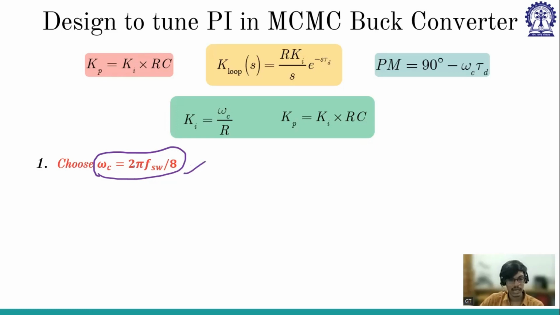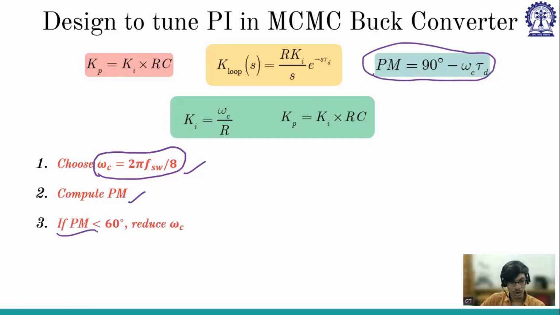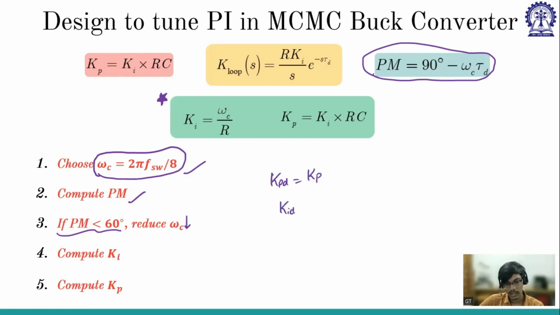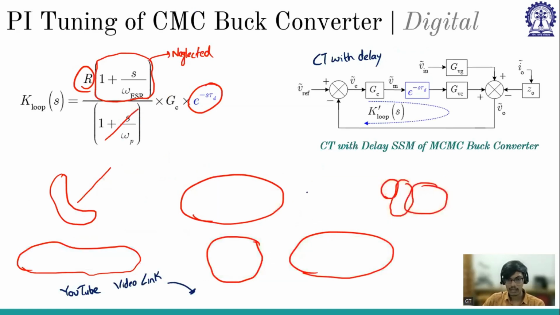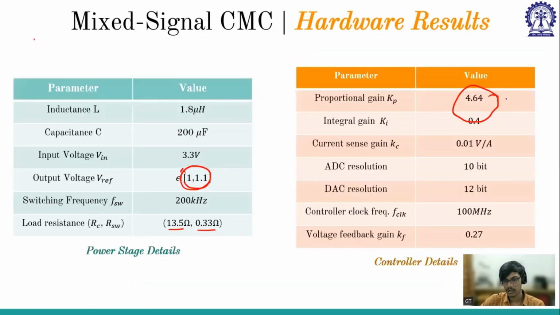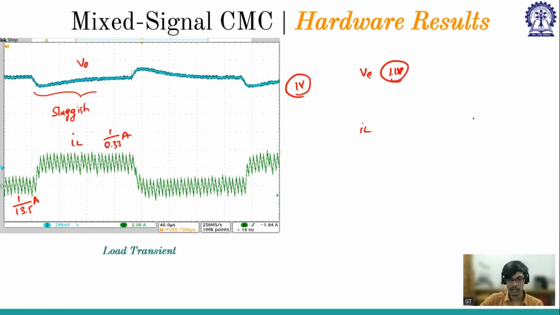So you select this, and then again you compute the phase margin, whether the phase margin is less than 60 degrees or not. If it is less, we have to reduce the omega C and then check whether the phase margin is greater than 60 or less than 60. Suppose our phase margin is greater than 60, then using this formula we can compute KP as well as KI, and then we know that KPD is KP and KID is KI into T. So from this, you will get KP and KI. In a similar way, SAR got the KP, KI values here using this same technique.